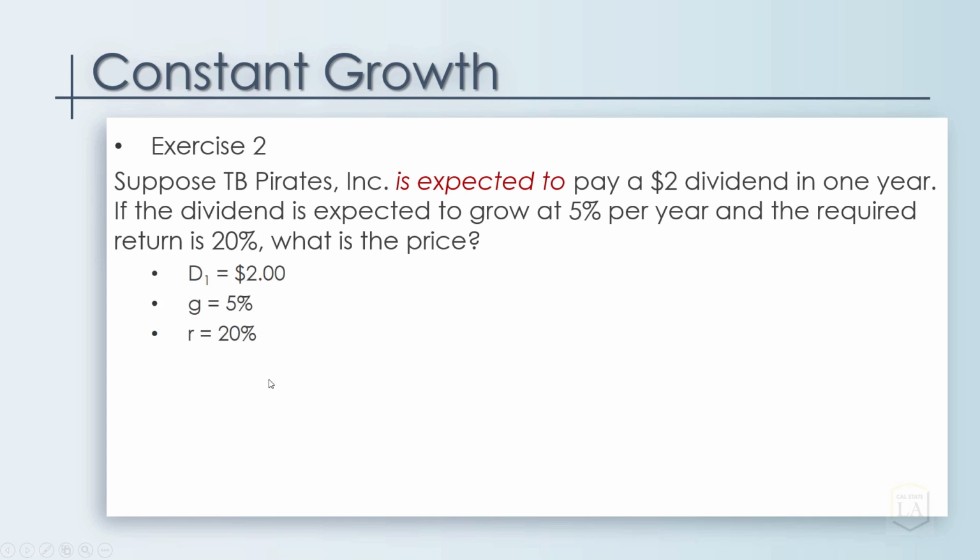All these variables are given, and your job is to put them into the formula. P sub 0 is D1 divided by R minus G, so the numerator is either D sub 0 times 1 plus G or simply D1. Here the information given was D sub 1, so you put that in: 2 divided by 20% minus 5%. Then you would figure out that the price is 13.33.